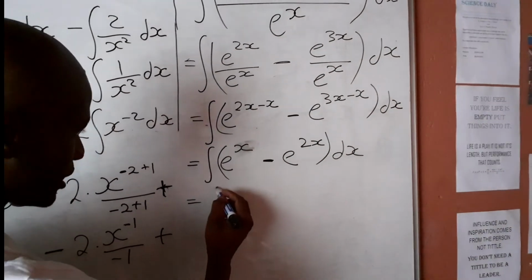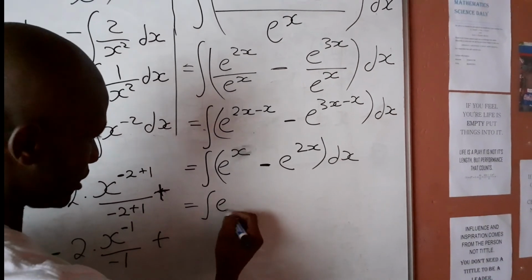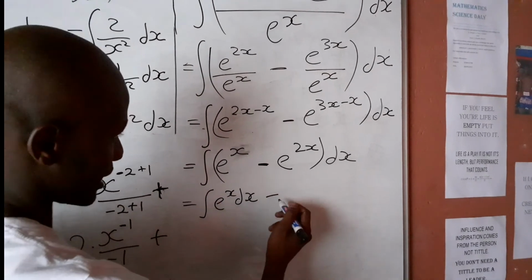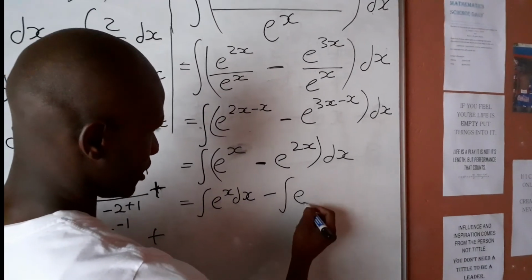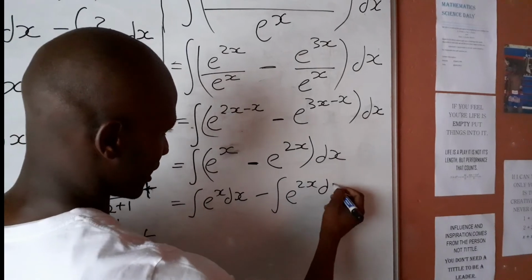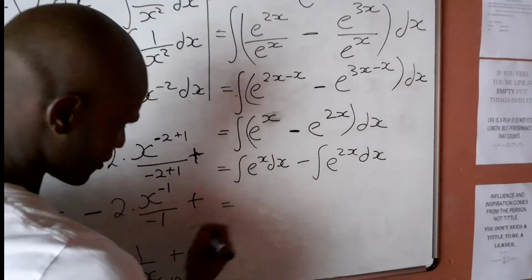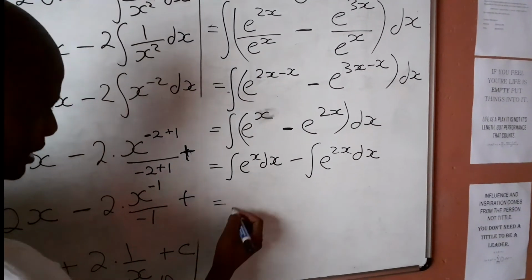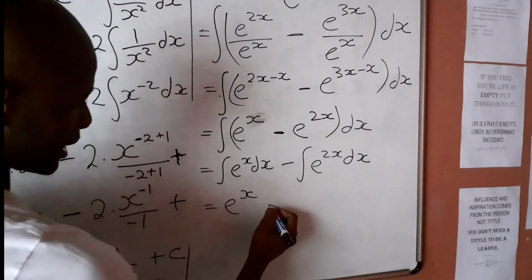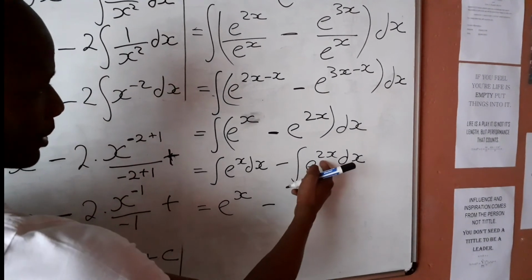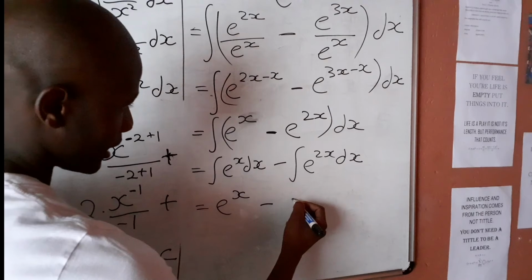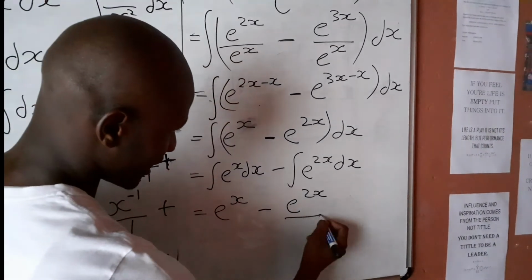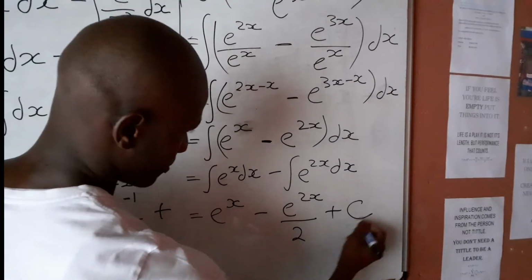So it's going to be integral e to the power x dx minus integral e to the power 2x dx, which is, when we integrate e to the power x it is e to the power x, minus, when we integrate e to the power 2x dx it is going to be e to the power 2x divided by 2 plus c.